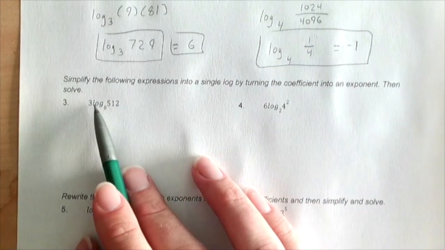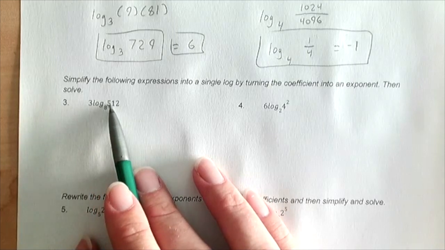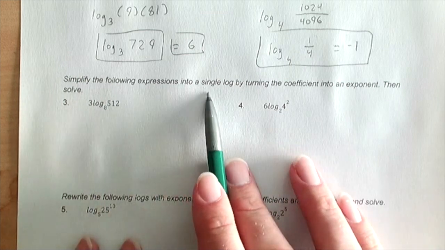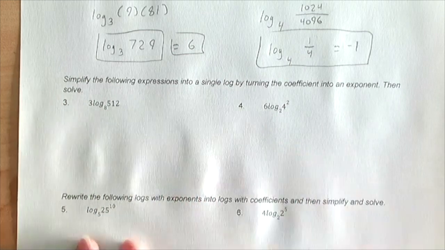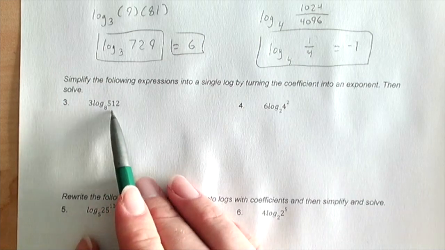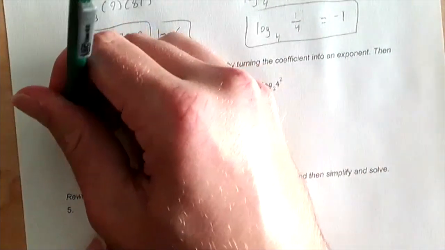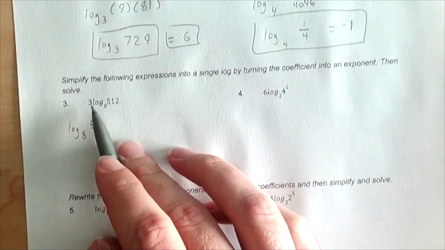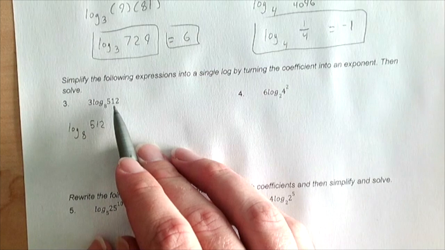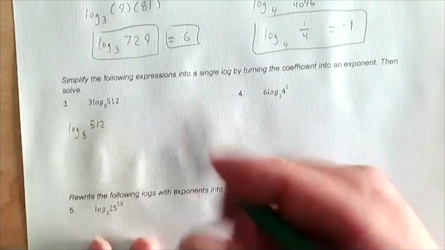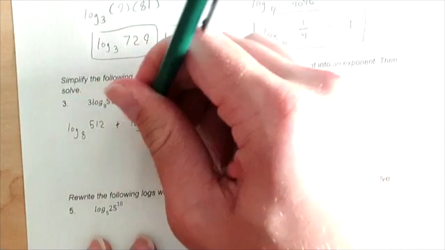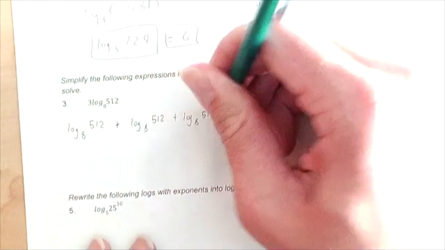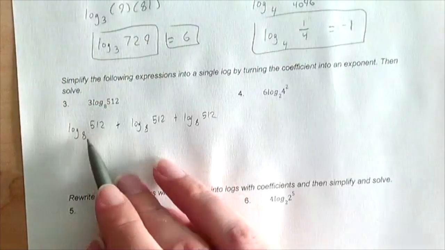I think it's kind of cool. What this means is log base 8 of 512 3 times, right? We know that something like 3 times 5 means 5 times 5 times 5. So 3 times log base 8 of 512, and this is our logic. Think that it's 3 of these: log base 8 of 512, right? Three times this means 3 of them.